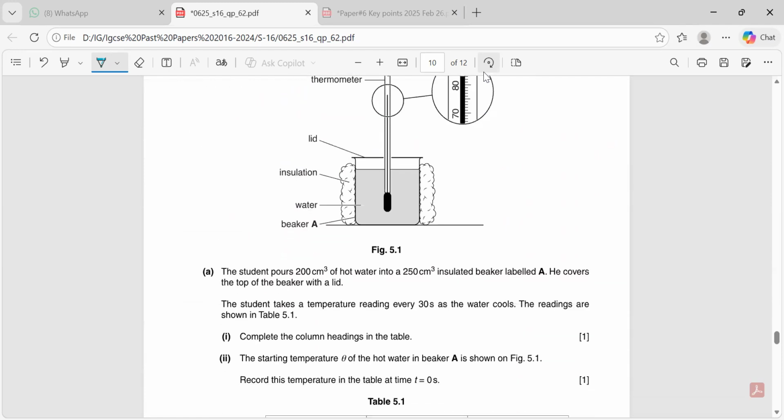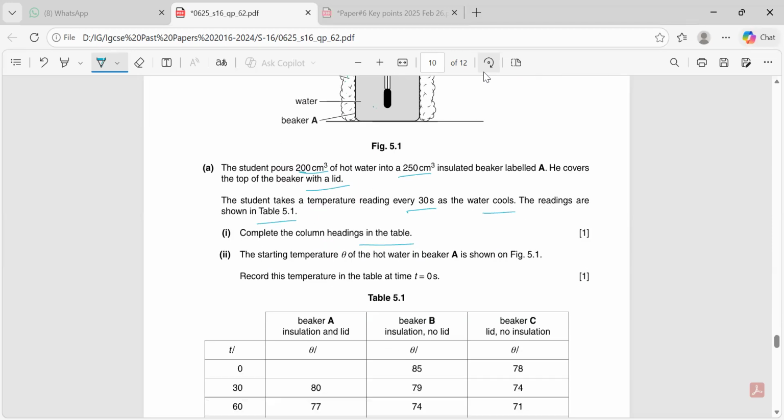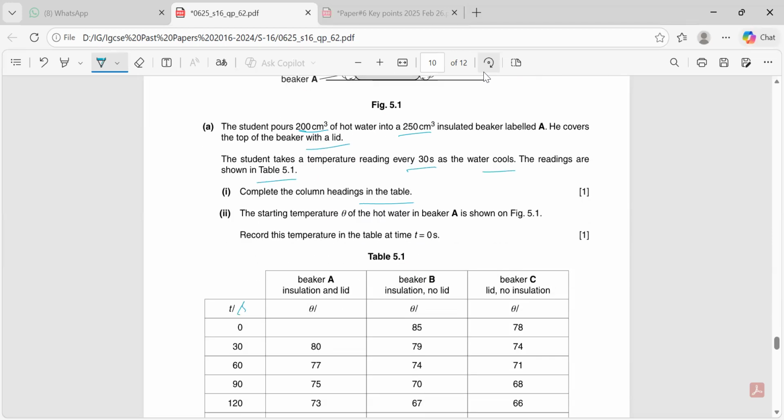Now, the student pours 200 centimeter cube of hot water into a 250 centimeter cube insulated beaker labeled A. See, this is an insulated beaker. Some insulation is there so that heat should not be lost to the surroundings. He covers the top of the beaker with a lid. The student takes temperature every 30 seconds as the water cools. The readings are shown in table 5.1. First of all, complete the column headings in the table. Time is in seconds. Temperature is in degrees Celsius.